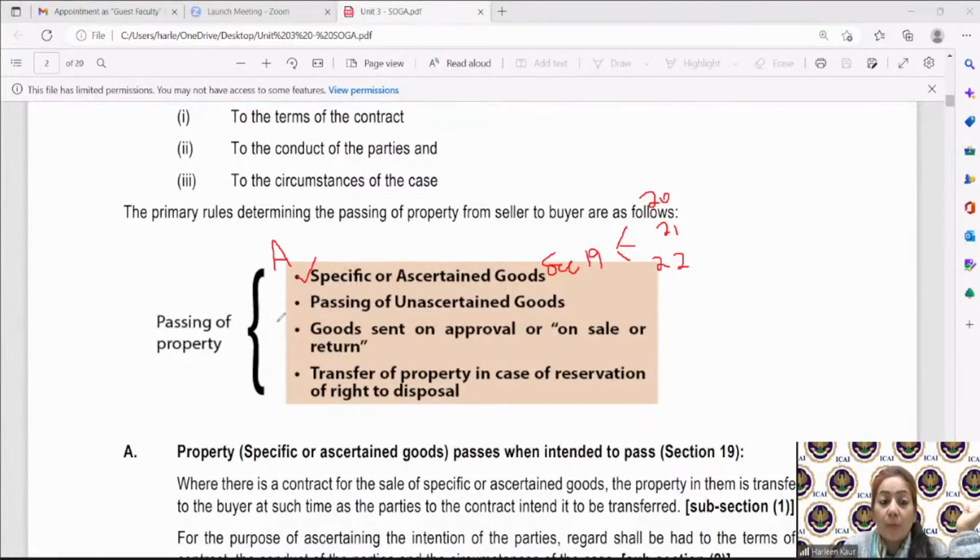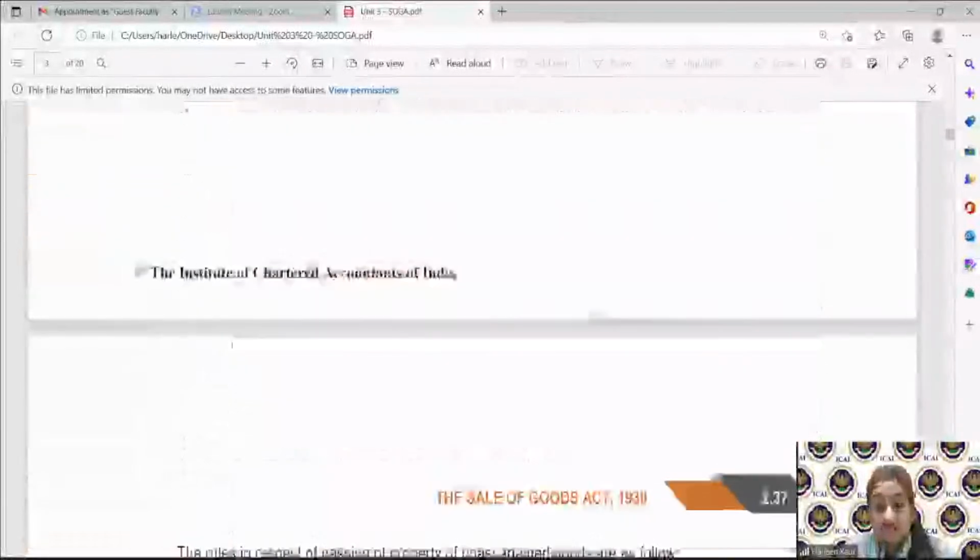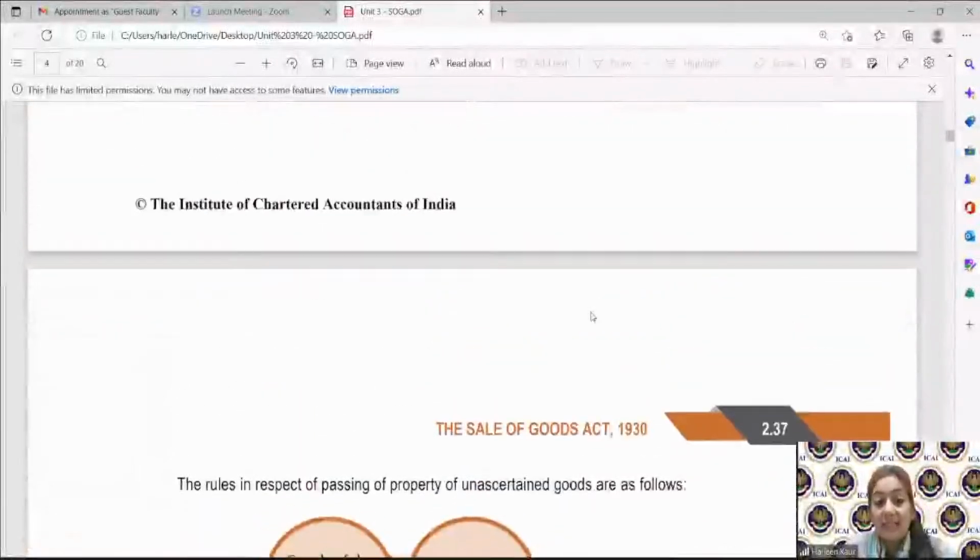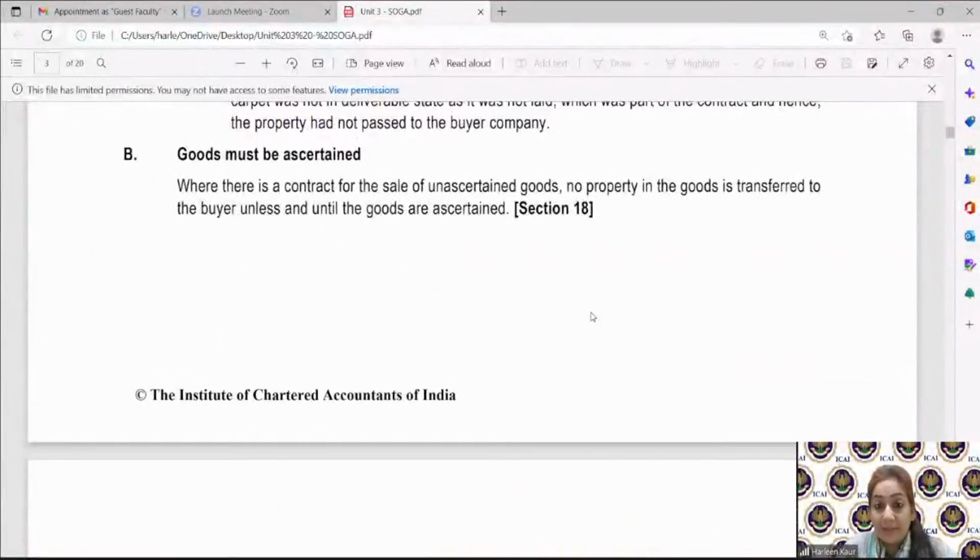Now we are going to talk about B, that is, passing of property of unascertained goods. What happens in case of unascertained goods? Now, this is very, very important and very, very tricky. So I want all the eyes and ears here clearly. It says, first of all, you have to do the ascertainment of goods. No property is passed unless the goods are ascertained.